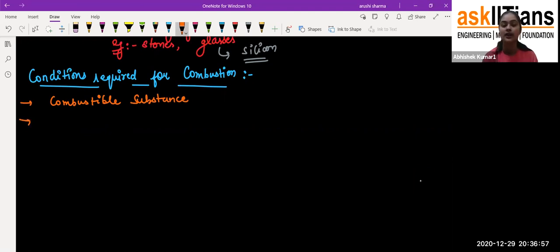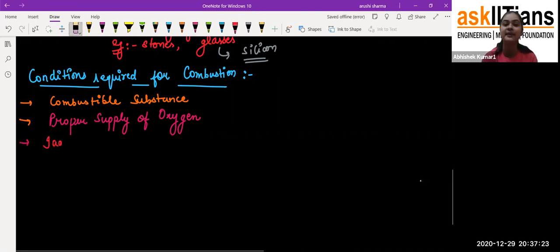Now one is the combustible substance, the second one is that there should be a proper supply of oxygen. If there is no oxygen, there will be no combustion. I'll show you one picture related to it also. And the last one is the ignition temperature. Now you'll say, ma'am, this is a new word and I'm not getting what it is. Don't worry about it, I'll tell you. So it is the ignition temperature.